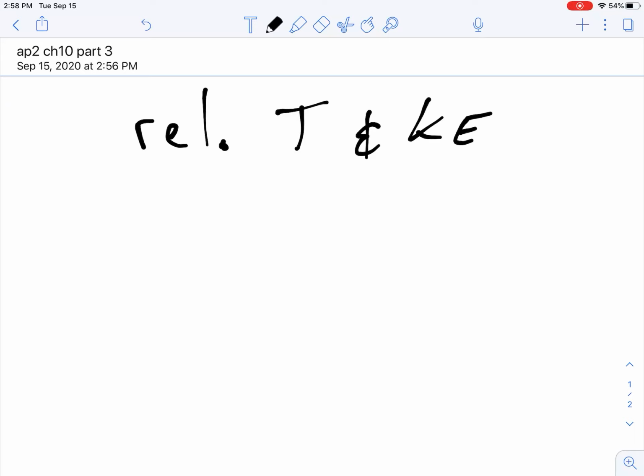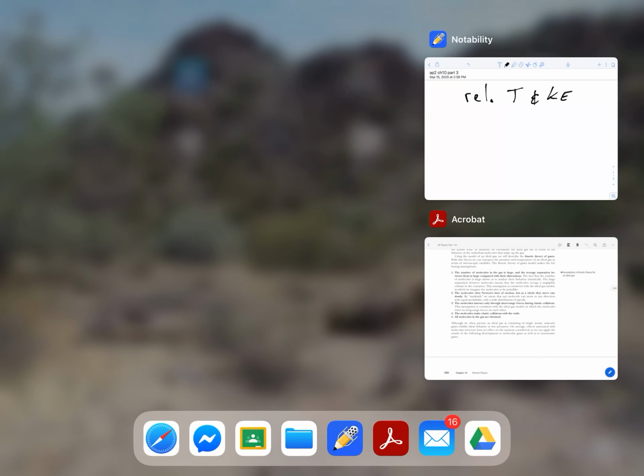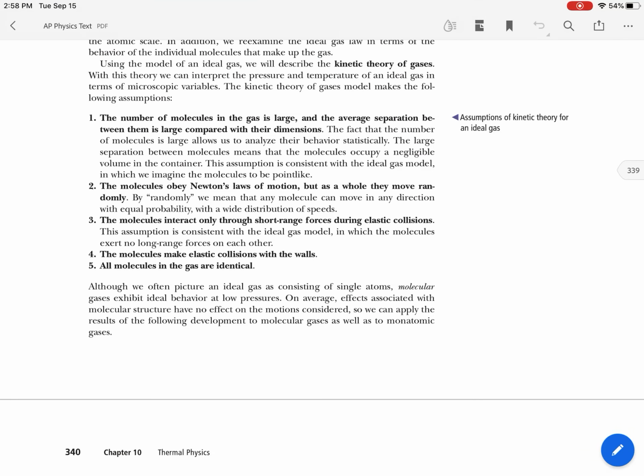Before we do that, we have to look at a couple of assumptions that we need to make. So, in your textbook on page 339, we can look at the 5 assumptions. Basically, these assumptions describe the fact that we're looking at an ideal gas, but just to go through them. The number of molecules in the gas has to be large. We're going to say there are N molecules, capital N, and capital N needs to be large. For our example, we're going to be looking at the air in the classroom, and there's going to be many Avogadro's numbers of particles. N is definitely large. The molecules will obey Newton's laws of motion, but as a whole, they will move randomly.